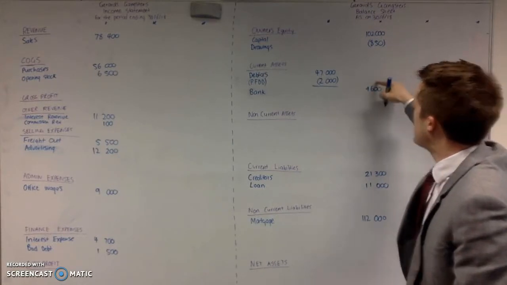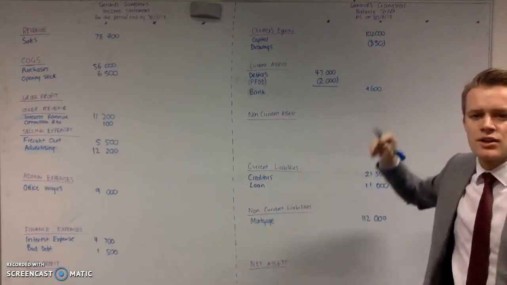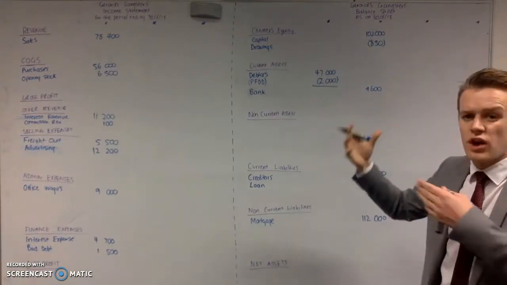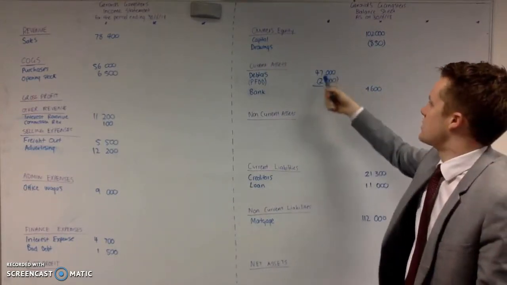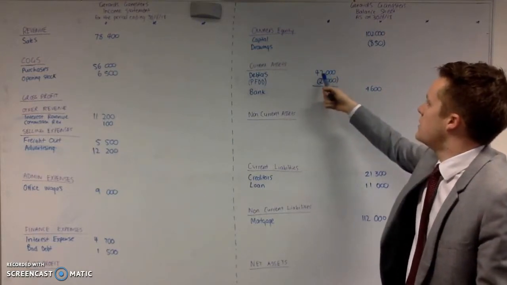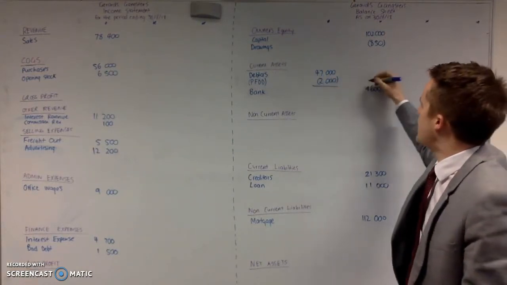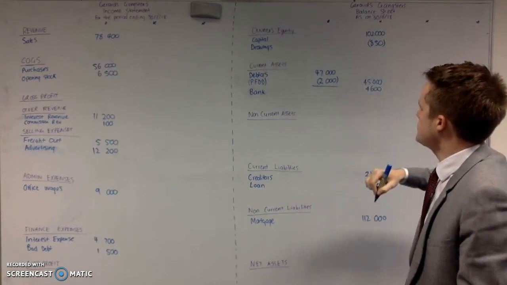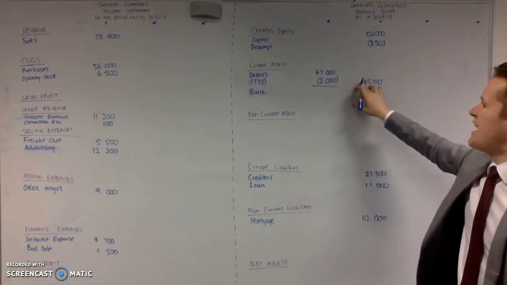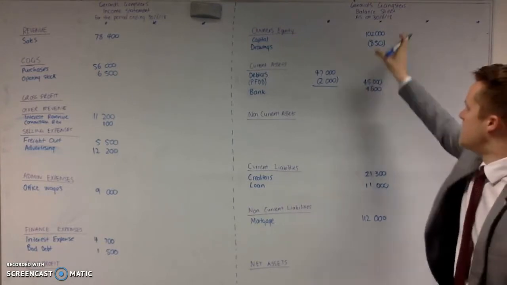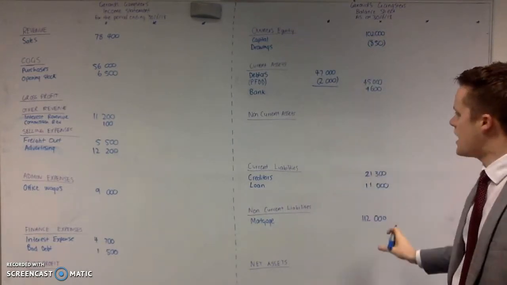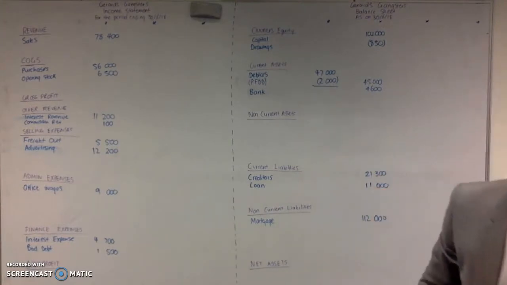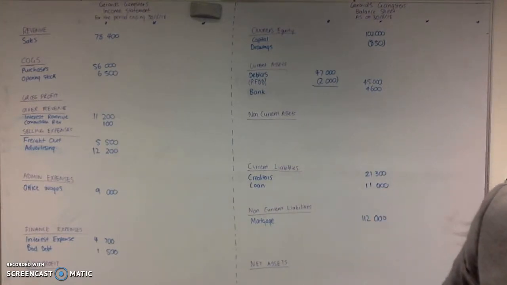So this figure here is going to be the net value, meaning the leftover value of our debtors, or the current amount. 47,000 take 2,000 is 45,000. So this is our net value of debtors, 45,000. Now we're nice and neatly into our second column. So we'll keep going.